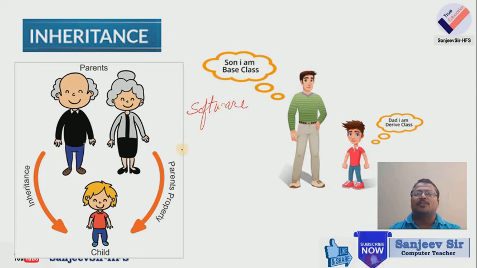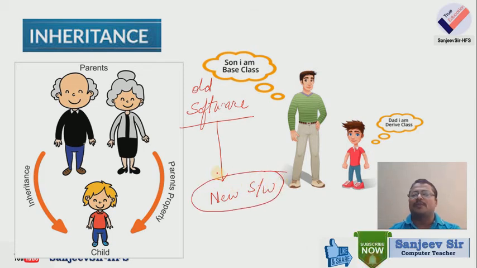Okay, any old software is working in a bank or in any organization, but we need to implement a new feature in it, and we are going to require new software. So we are not going to write all the code again and create new software. We are going to access or use the old one, the old one with a new feature.